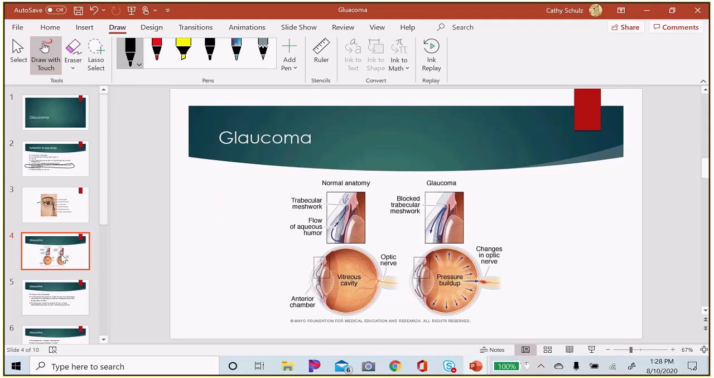Glaucoma is a change in how the aqueous humor, or the fluid that's in the back of the eye, drains. If there's too much fluid and it's not draining properly, then there's more pressure in the eye, and that will cause too much pressure on the optic nerve and eventually could lead to blindness.